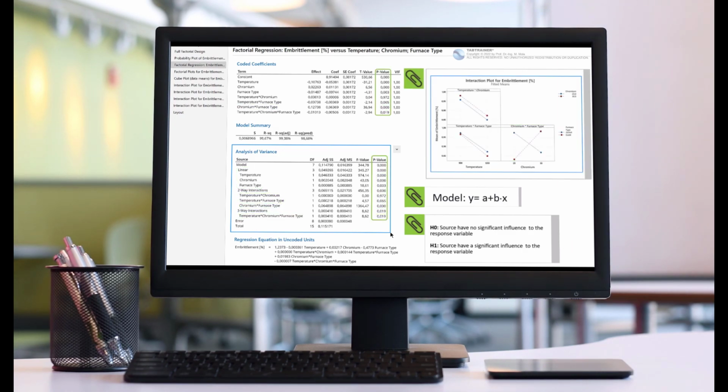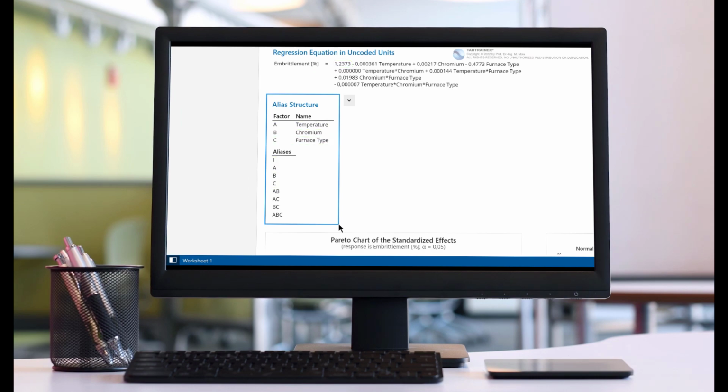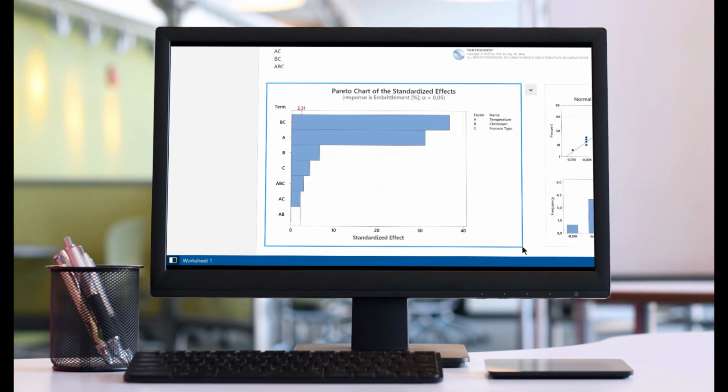In this context, the so-called alias structure will play an important role which we will examine and interpret in detail. We will also get to know and discuss the useful so-called Pareto diagram of standardized effects, in order to be able to efficiently distinguish graphically significant terms from non-significant terms.